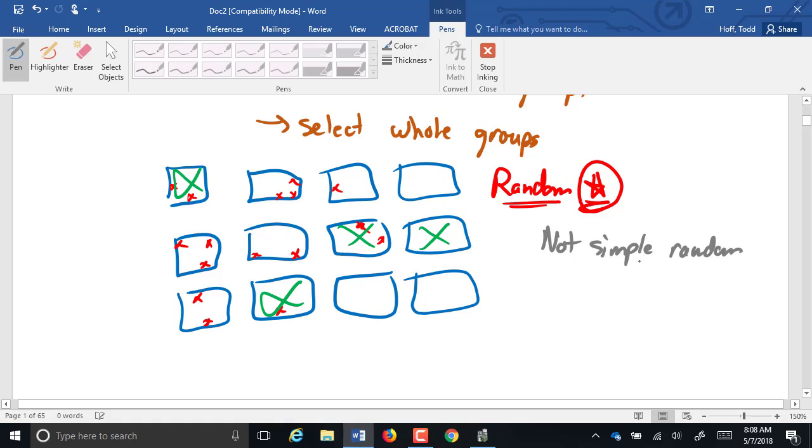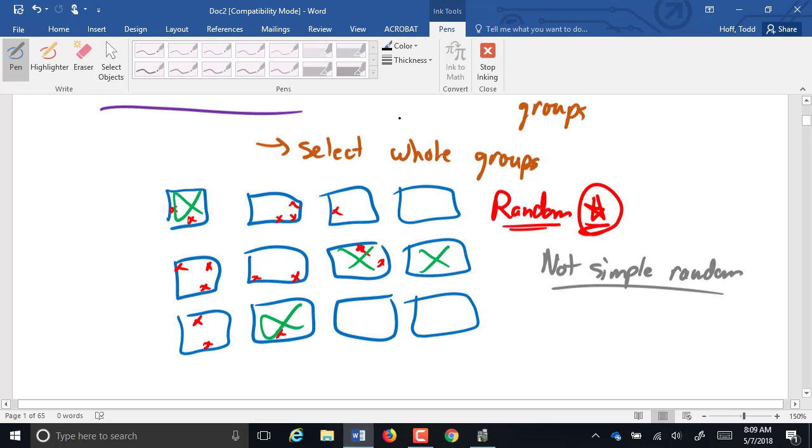It is not simply random because it's not possible to have a sample that only has one person from a block. In a simple random sample, it would be possible to have one person from each of the groups or two people from each group. In a cluster sample, you have to have the whole group. So if one person in the group is in the sample, everybody else has to be. So it's not simple random.